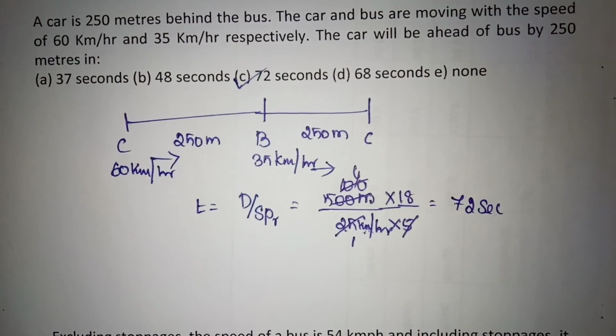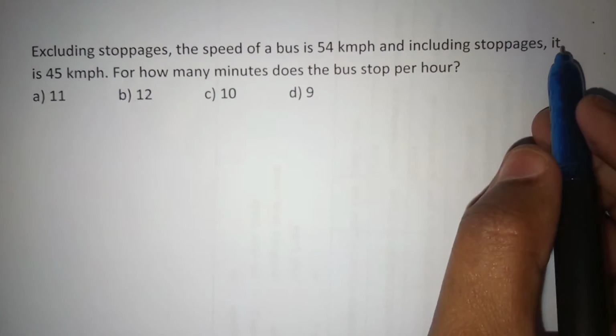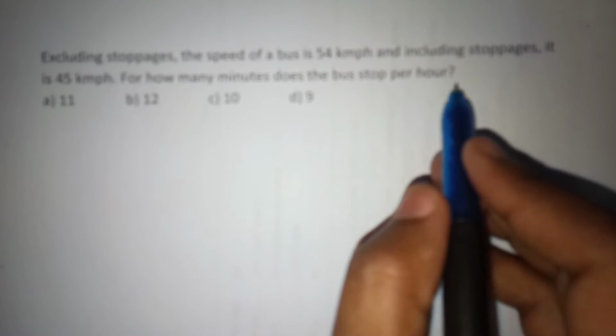Let us see the next problem. Excluding the stoppage, the speed of the bus is 54 km per hour. Including stoppage, it is 45 km per hour. How many minutes does the bus stop per hour?